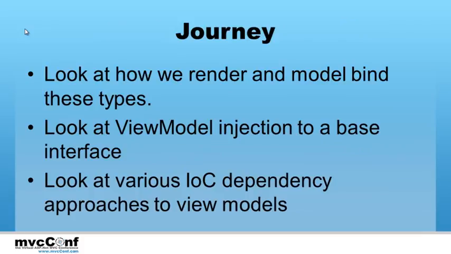So in the course of looking at this in the presentation, we'll take a look at how we render and model bind these types. Start with a problem that's broken, if you will, trying to render over a common interface, and unable to bind those types back. We'll then take a look at view model injection to a base interface and why you would do it, how it would be used, things like that. And then we'll take a look at various IOC approaches, not only to the view models, but also to the views, and in particular in what's been done in this project. So some fun stuff to take a look at and get into, and hopefully some things that you can pick up ideas from, or send me ideas back as well. That would be great.